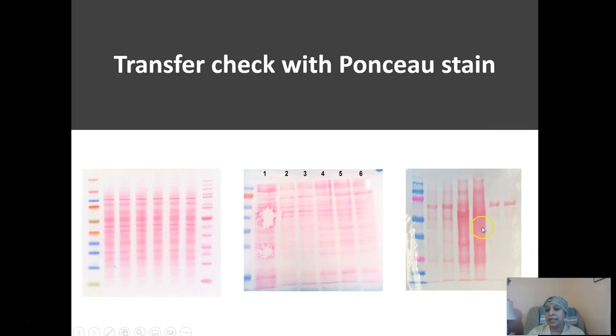So again, I can see a little bit overloaded in here, though not as bad as right here. So this is where that transfer check with Ponceau is great. And it only takes a couple of minutes. You stain it, and you can destain it in just a few quick washes. So within 5 minutes, you've checked it, and you've moved on to the next step.